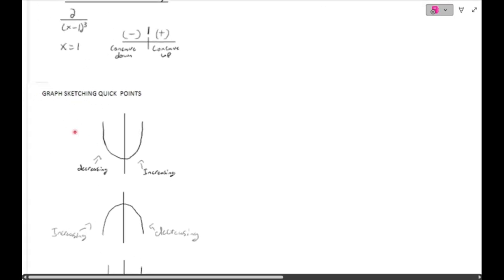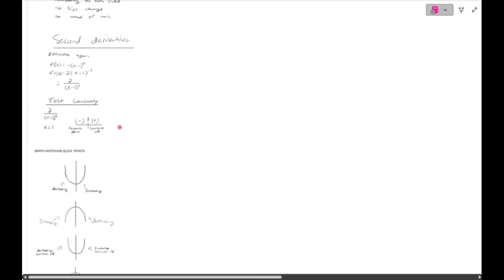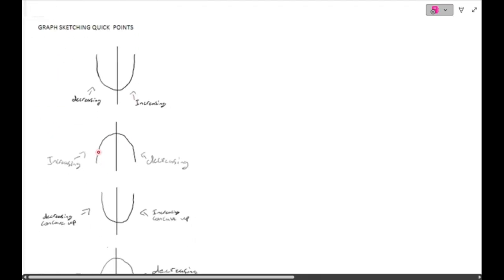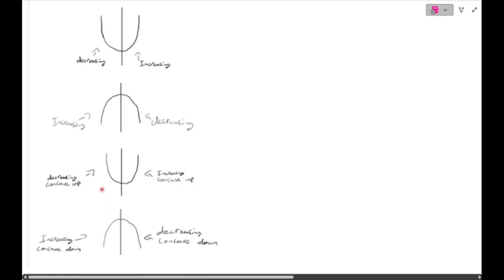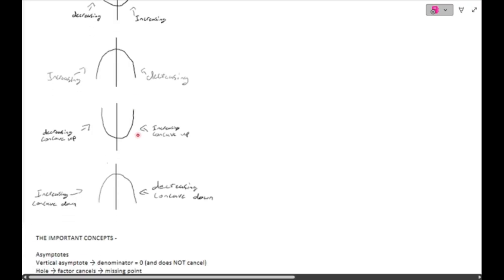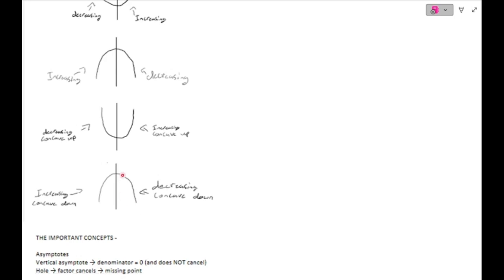So we can see here the graph is decreasing and increasing, same as that one. That one is still increasing and that one is decreasing. The only difference is that one is decreasing with the concave up and increasing with the concave up, and increasing right here with the concave down, as you can see that it's getting less and less, and decreasing with the concave down.